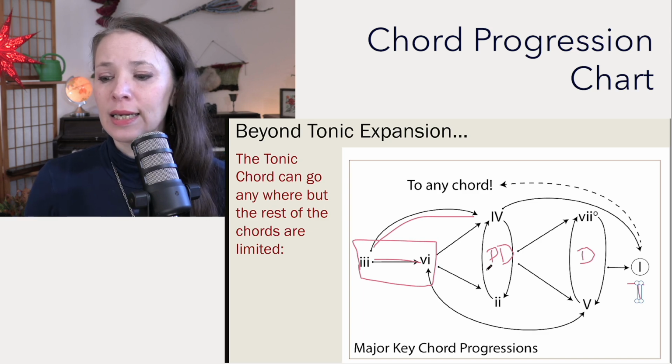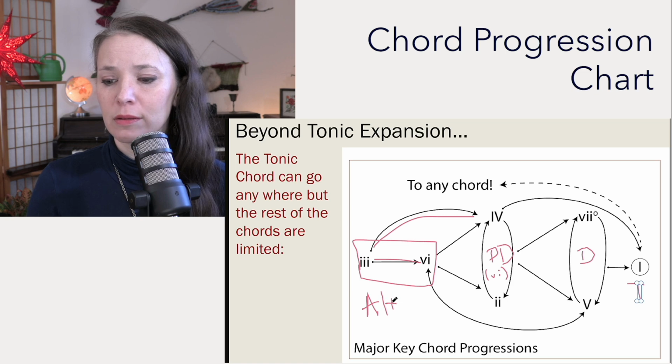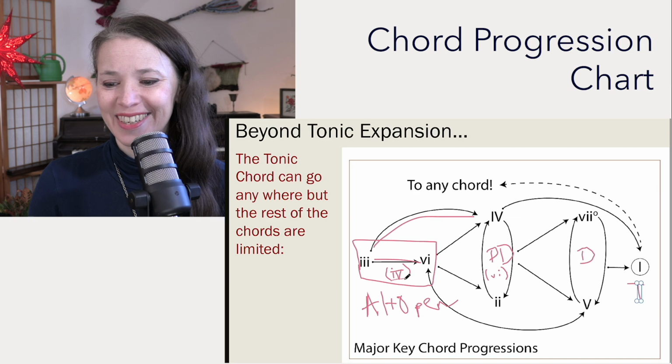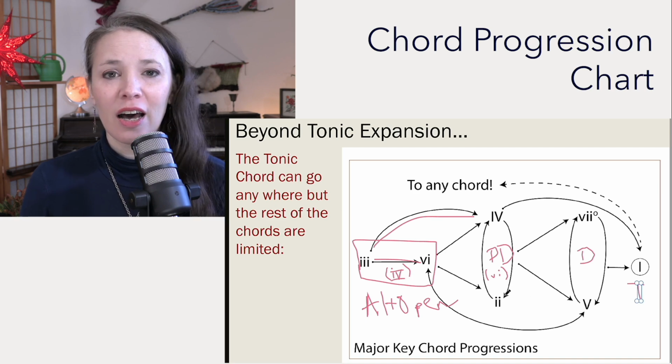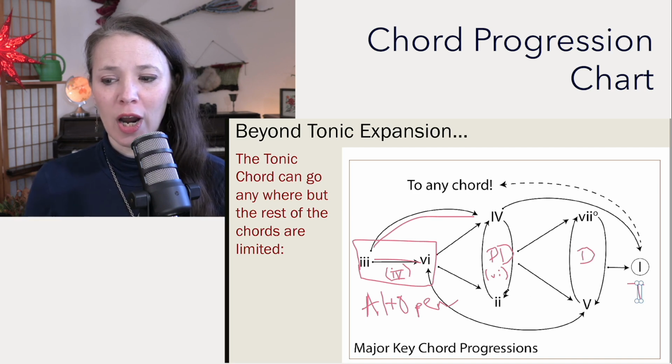So 6 can fit in with predominant, but it can also fit in with the alternative opening. Okay, and then 4 is usually predominant, but it can also fit into the alternative opening section. Oops, major, not minor. There you go. All right, so try and keep that straight.